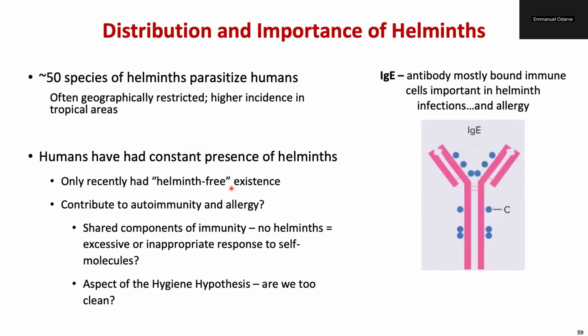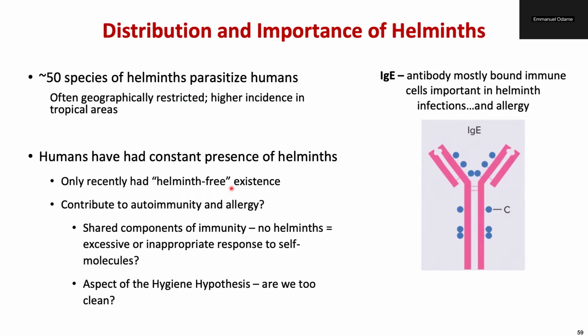Now, let's understand the distribution of helminths. There are about 50 species of helminth parasites which parasitize humans, and they are often geographically distributed, with higher incidence in tropical areas. With humans, we have had a constant presence of helminths, and it's only recently that we have had a helminth-free existence. They've been known to contribute to autoimmunity and allergies. So you can appreciate that these helminths cause a lot of problems in your gut.